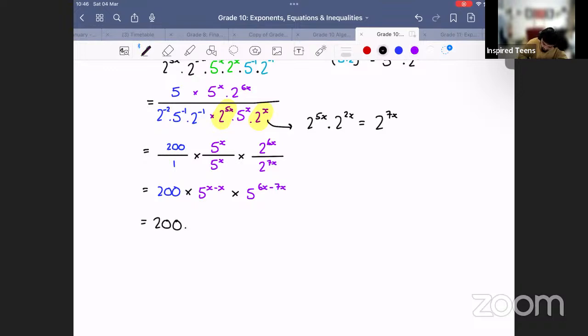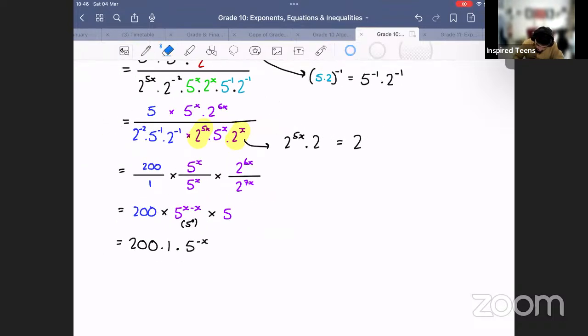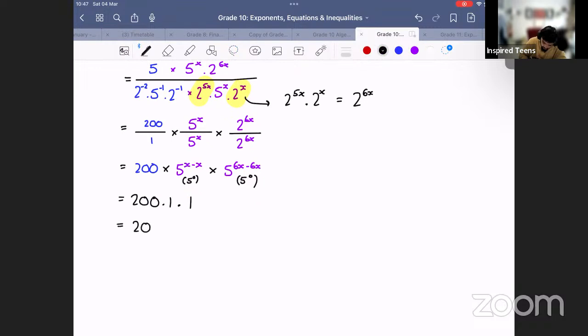So I get 200 times, this becomes 2 to the power of 0, which is 1, times 5 to the power of negative x. Something is wrong. The x's are supposed to cancel. It's not 2x, it's just x, so this is supposed to be 6x minus 6x, which is basically 2 to the power of 0, which is 1. What am I doing? Okay, correct it now. And then my final answer is 200.